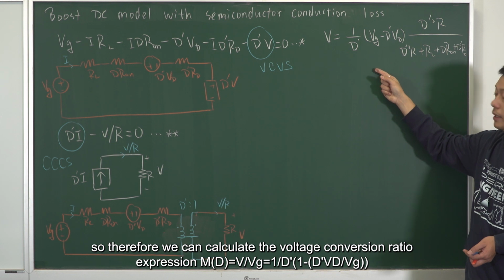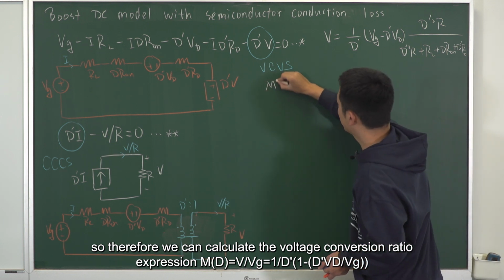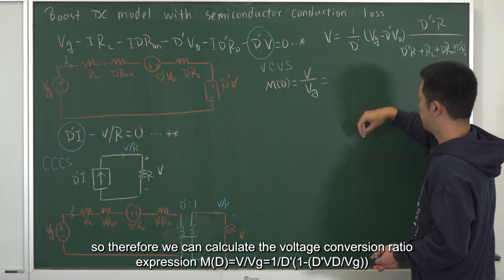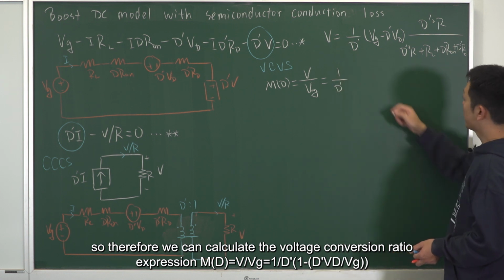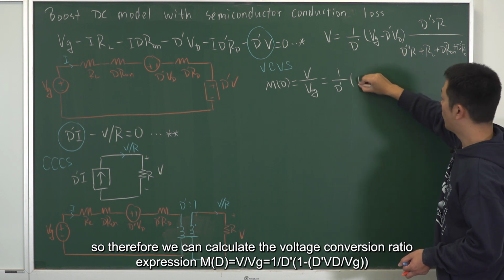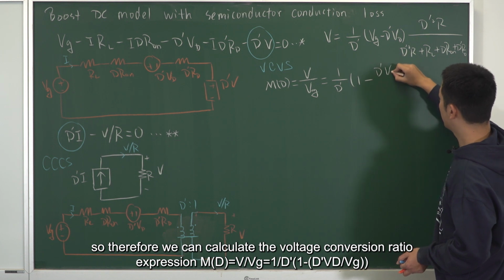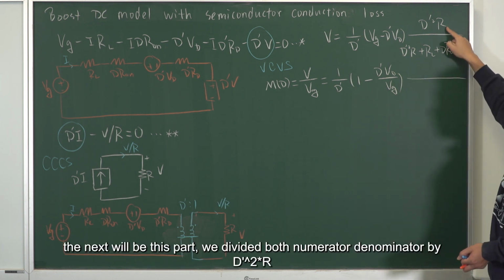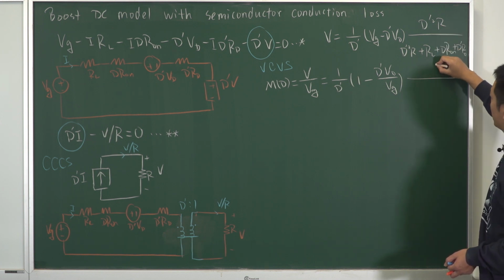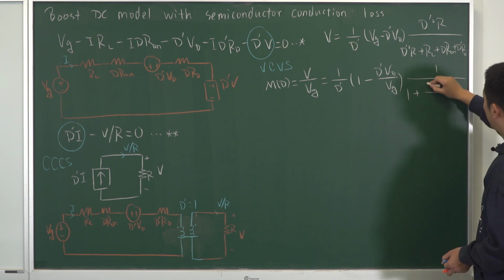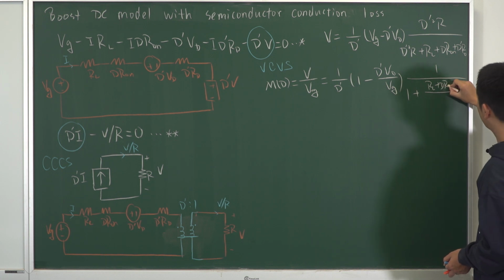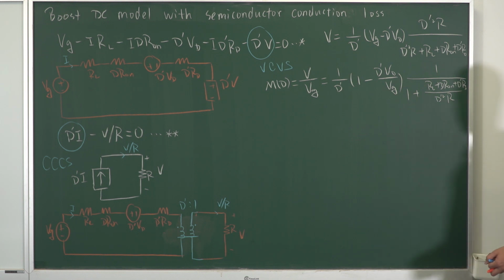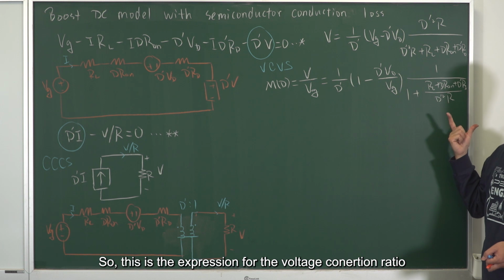This equation only contains the output voltage and the input voltage. Therefore, we can calculate the voltage conversion ratio expression of M(D) equals to V over Vg, right? So equals to 1 over D prime times, this part is changed to 1, minus D prime V_D over input voltage. And next will be this part. We divided both numerator and denominator by D prime square R. So this is 1, this is 1 plus R_L plus D R_on plus D prime R_D over D prime square R. So this is the expression for the voltage conversion ratio.